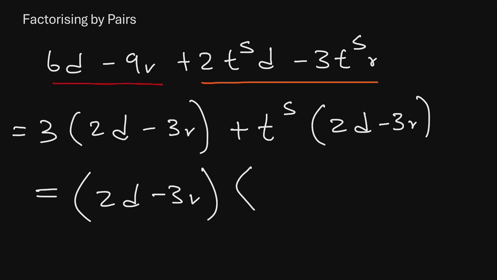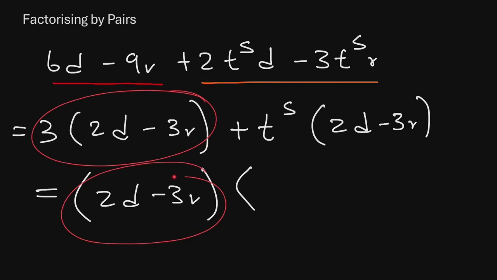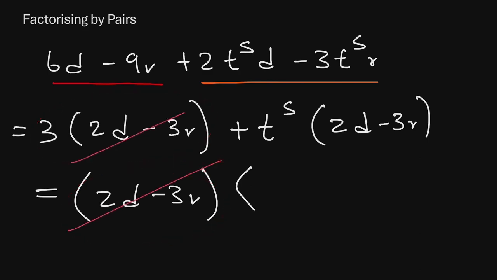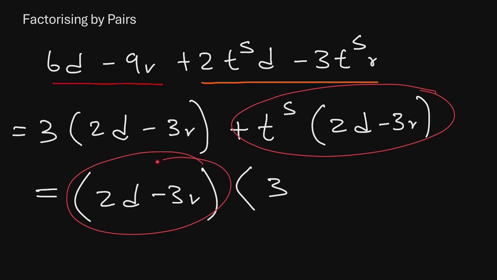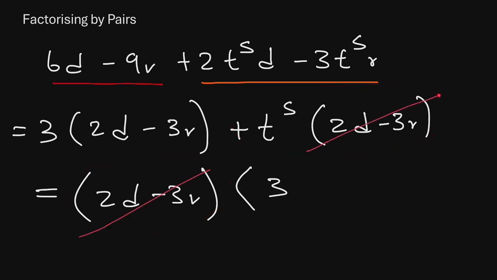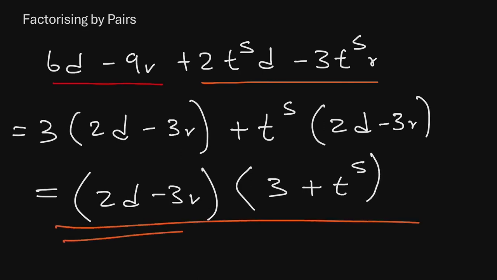Remember, when you take out the common factor, you say this term divided by the common factor, and the common factor will cancel out the whole thing, and then you are left with only 3. Then we do the very same thing to the second term, of which the common factor will cancel the whole thing, and what will be left is plus t to the power of 5. And this will be our final answer.